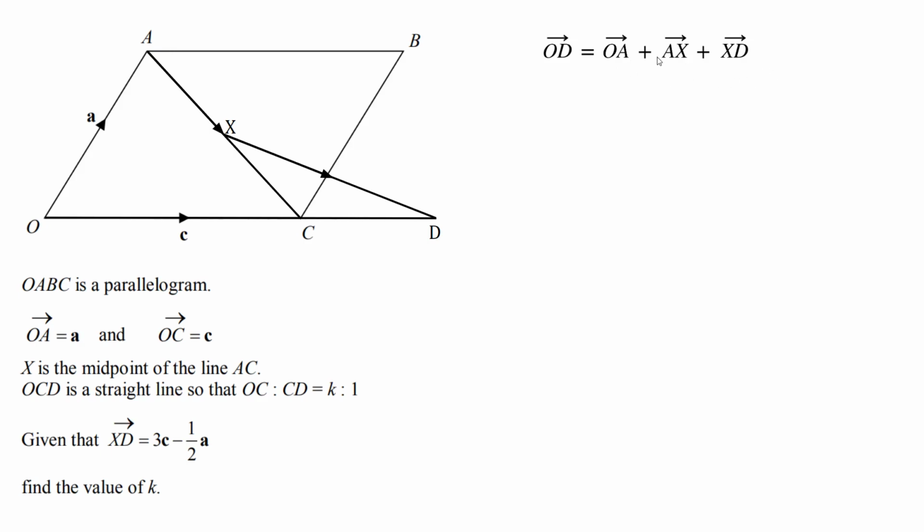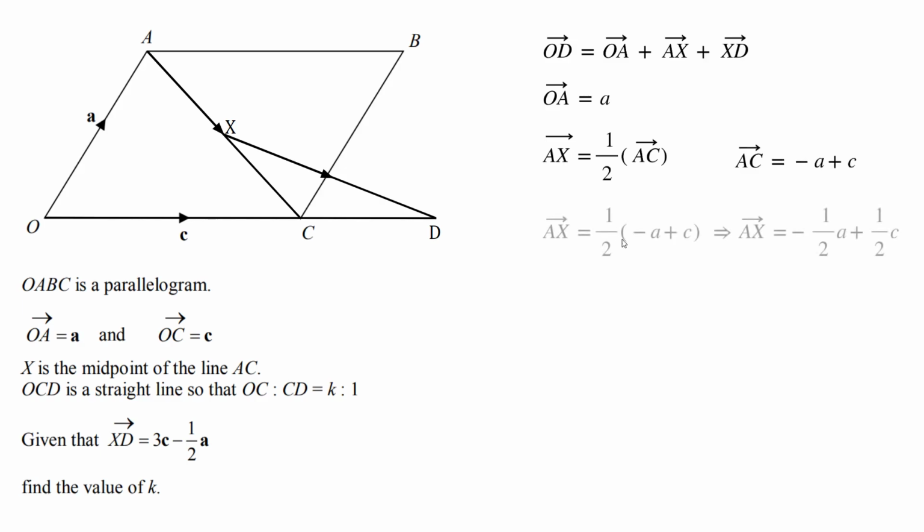O to A we know is A, but how do we get from A to X? Well, if X is the midpoint, then A to X is half of the line AC. And AC, well, we can figure out AC. It's minus A plus C. So AC is minus A plus C, and AX is half of that, which is minus a half A plus half C.